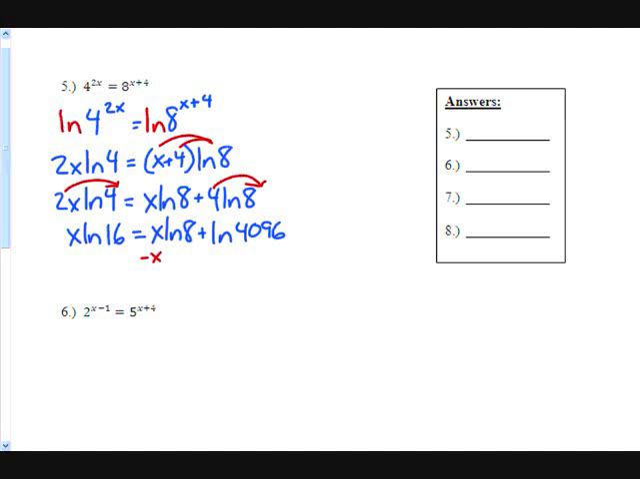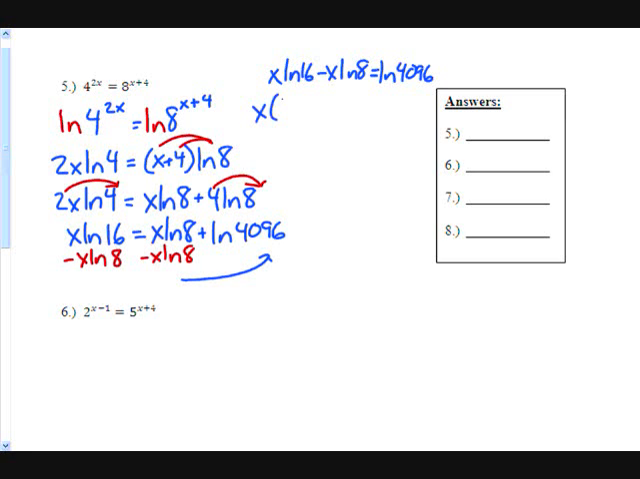And now from here, I've got to get my x values together. So I'm going to subtract the x natural log of 8 from each side. And what that leaves me with, I'm going to bring it up top over here. So I'm going to have x natural log of 16 minus x natural log of 8 equals the natural log of 4,096.